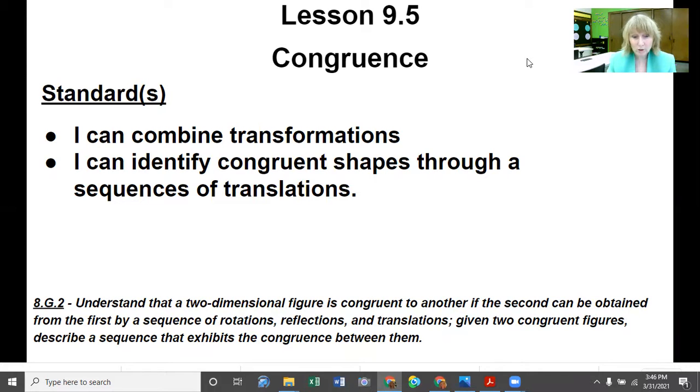This is standard G2. Understand that a two-dimensional figure is congruent to another if the second can be obtained from the first by a sequence of rotations, reflections, and translations. Given two congruent figures, describe a sequence that exhibits the congruence between them.